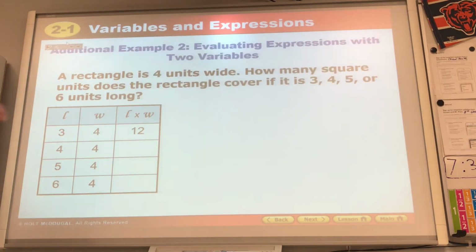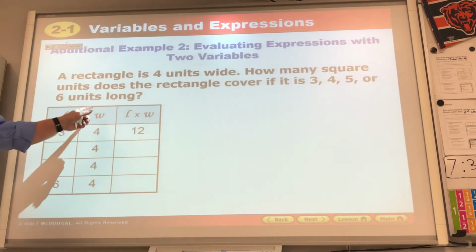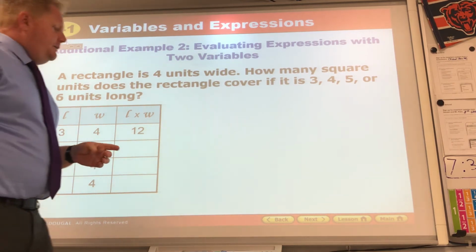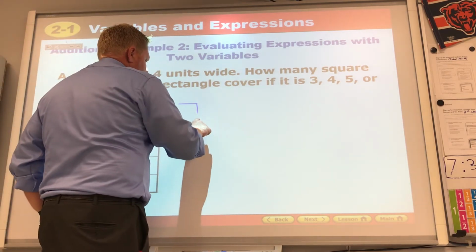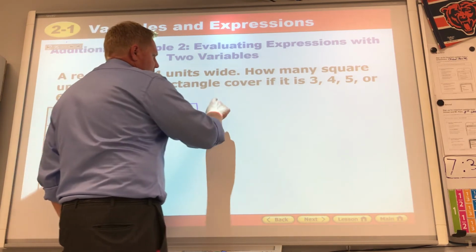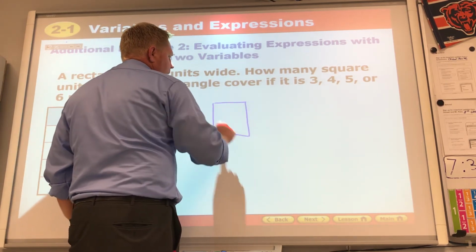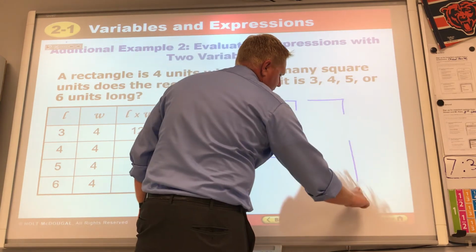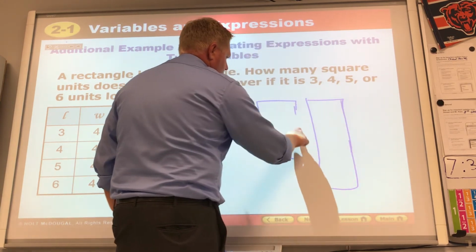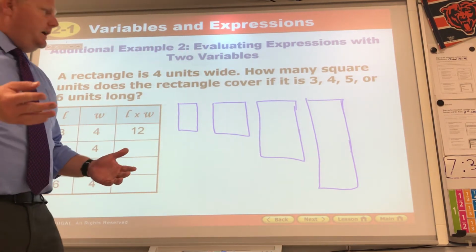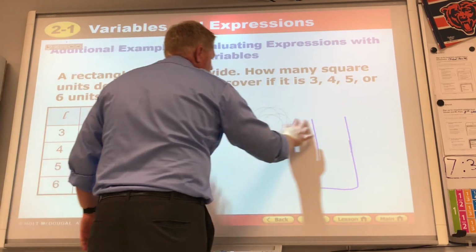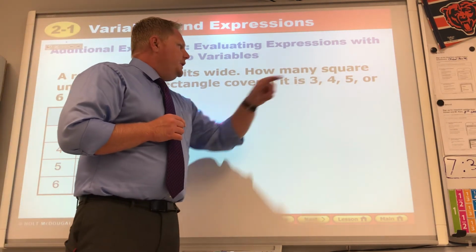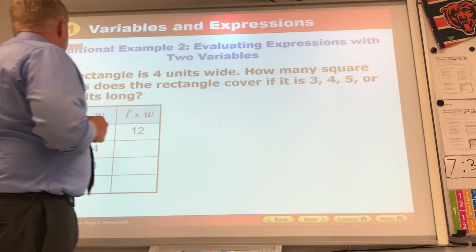All right. So now, a rectangle is 4 units wide. It's always 4 units wide. They're just going to mess with the dimensions of the height, or the length. One time the rectangle is going to be 4 by 3. Another time it's going to be 4 by 4. Another time it's going to be 4 by 5. And then 4 by 6. So we keep changing the size of it, so that's going to keep changing the area. Okay? So, they want to know what is the area when it's 3 long, 4 long, 5 long, and 6 long.